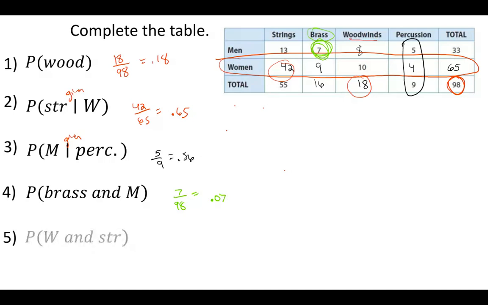And last but not least, what's the probability that you get a woman that plays a stringed instrument? So if we can find women's here, and that one strings is 42. So 42 women string players out of 98 total. So a pretty good portion of the band are women string players. In fact, 0.43. It's 43% of the people in the band are both women and string players.